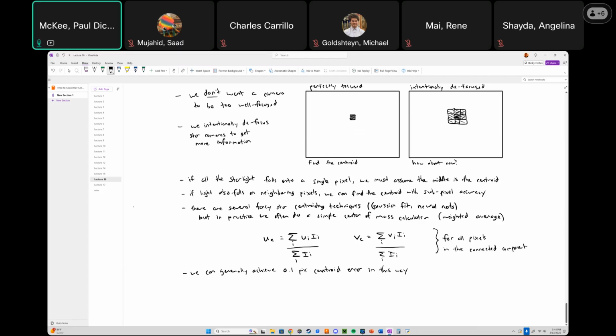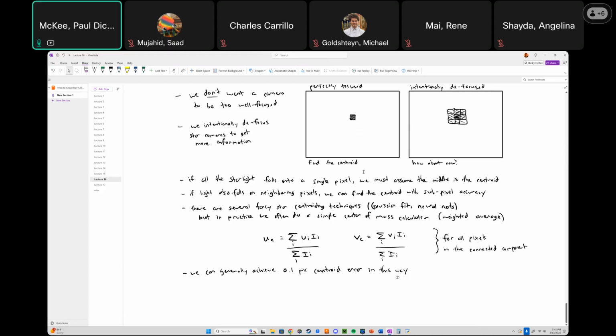So just by blurring your camera on purpose, you get this pixelated point spread function. You take the center of mass of all of the pixels that are brighter than some threshold, and then you'll get the centroid of the star to within a tenth of a pixel, which is a lot better than we could have done if we had a perfectly focused camera.